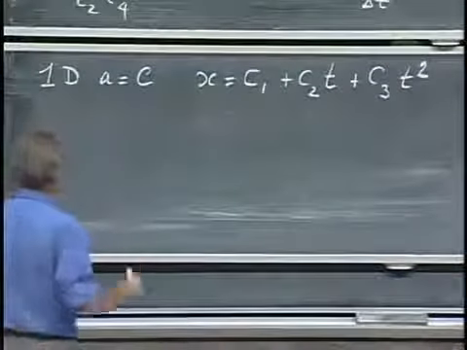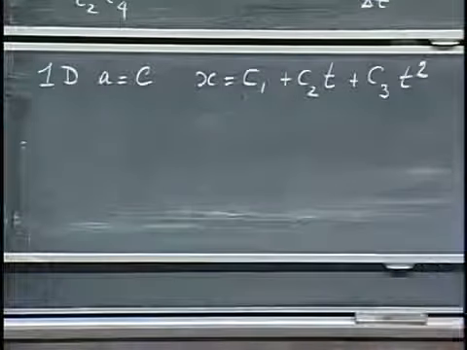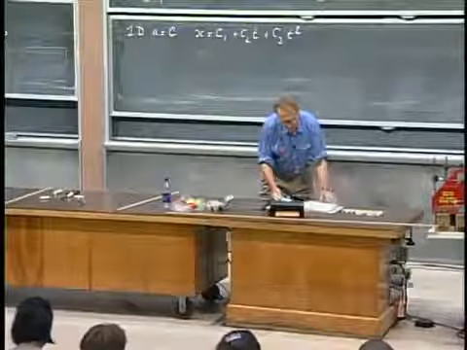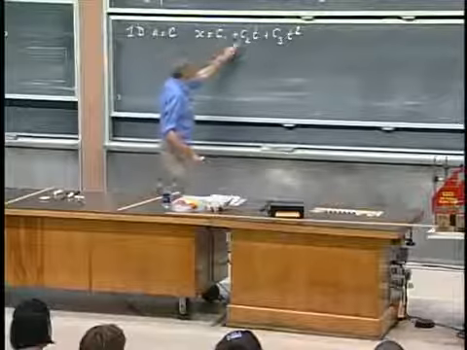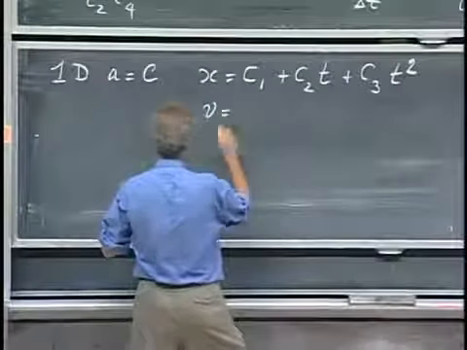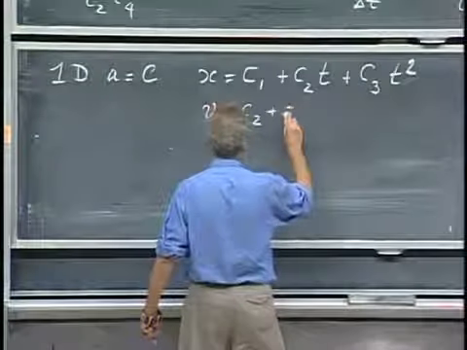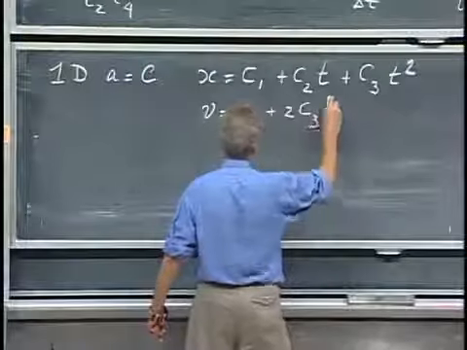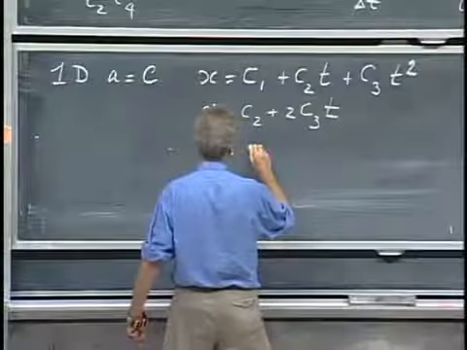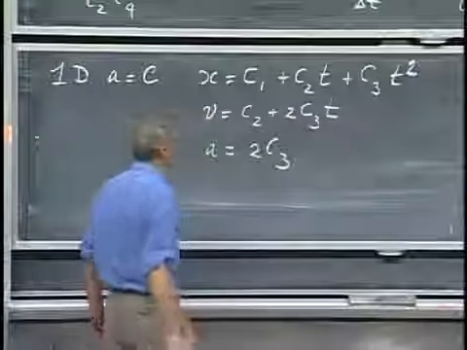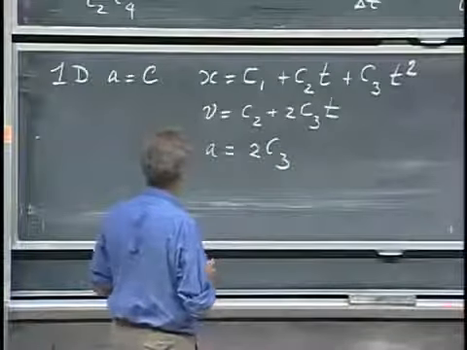And notice, oh, I already erased my example. My example is gone, but you would have seen this was an 8 before, and here we had minus 6t, and we had plus 1t squared. So you recognize these three. I can now take the derivative, and so I get c2 plus 2c3 times t, and then I get the acceleration equals 2c3.